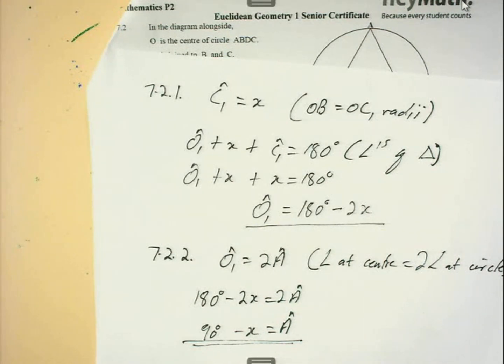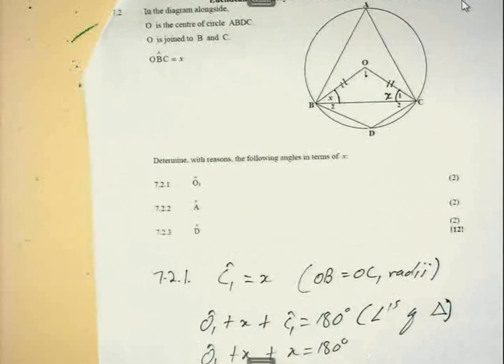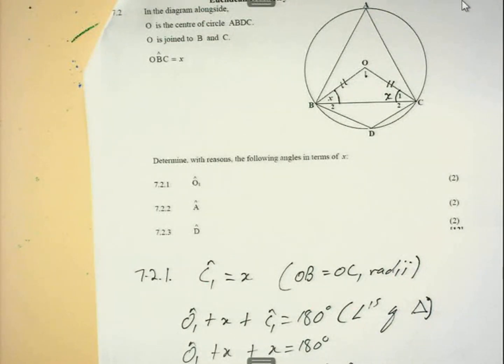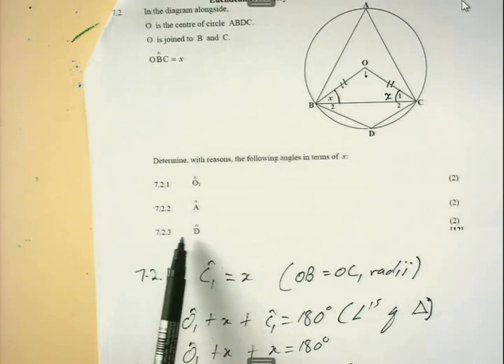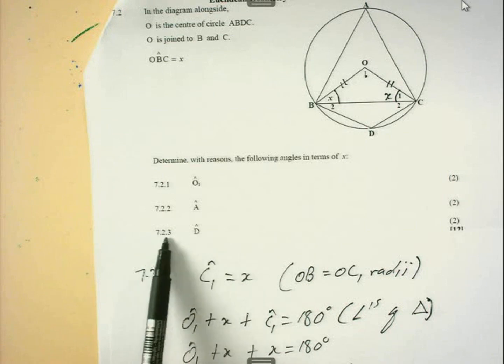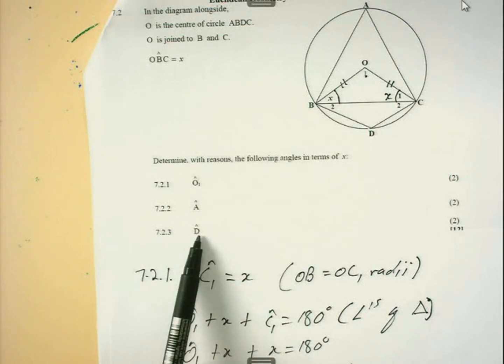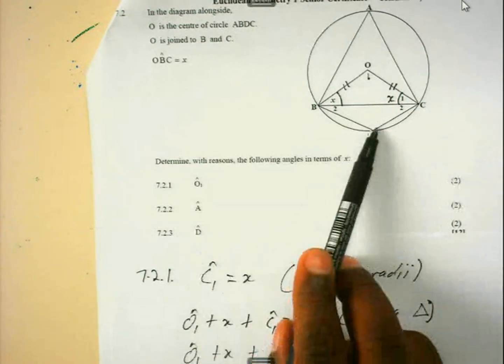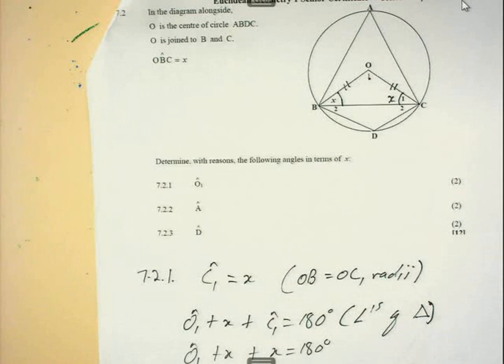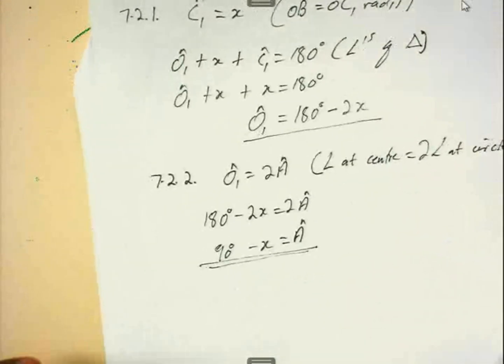That was 7.2.2. I hope you also got it right. Thank you. Let's check the last one. 7.2.3, angle D. Determine with reasons the size of angle D in terms of X. Where is angle D? Here it is. Let's answer 7.2.3 and see how it goes.